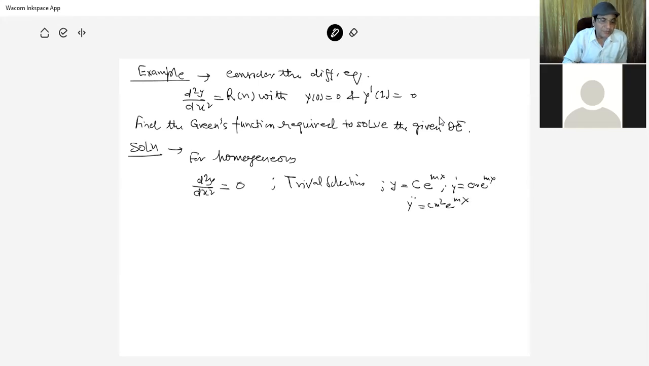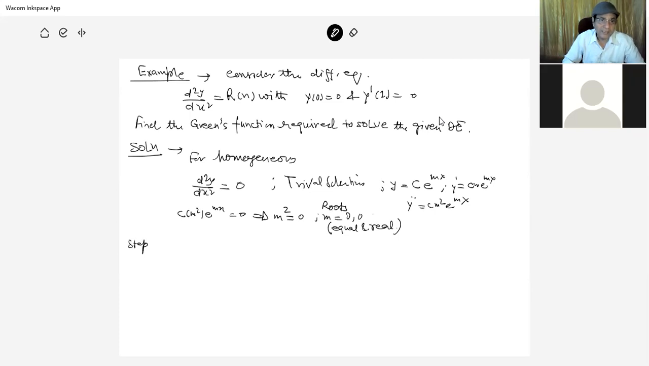So if you substitute this value, we find c m square e raised to the power mx is equal to 0. So this implies that m square is equal to 0, meaning m has two roots, 0 and 0. So these two roots are equal and real.